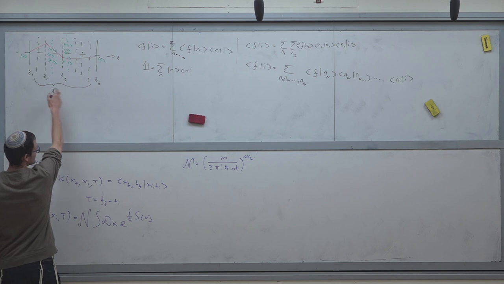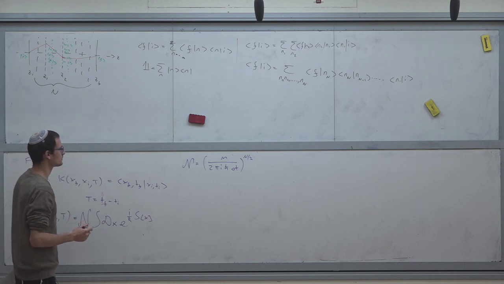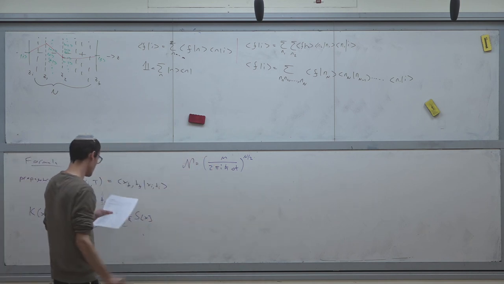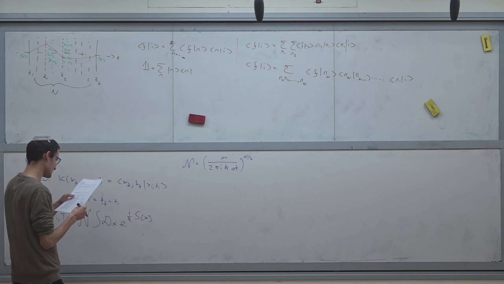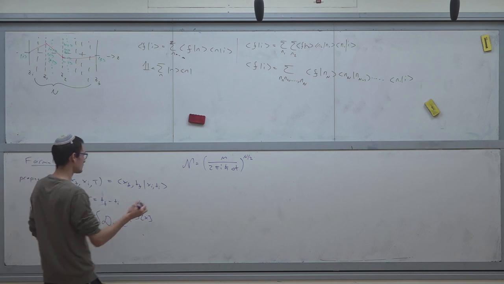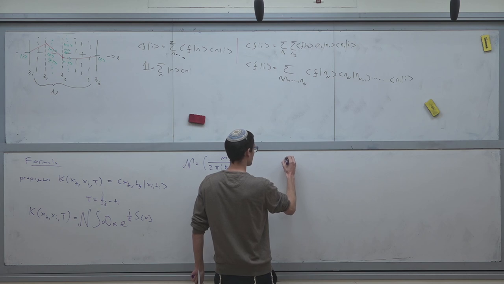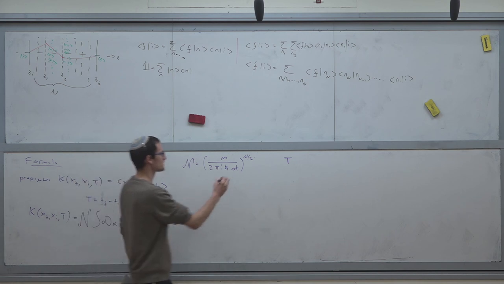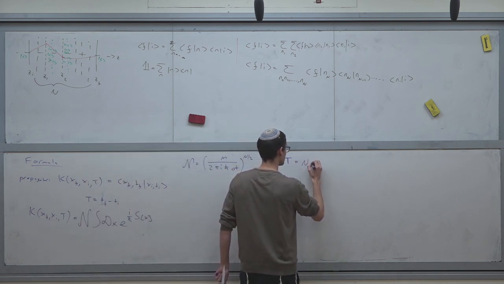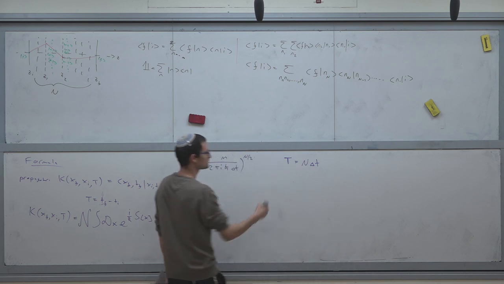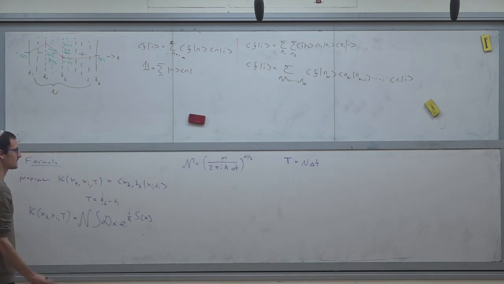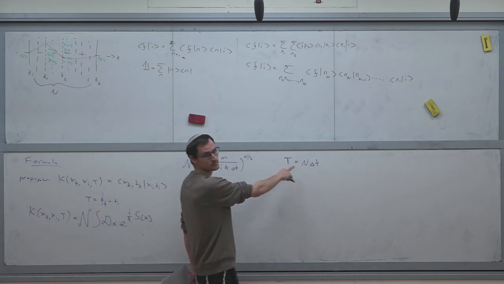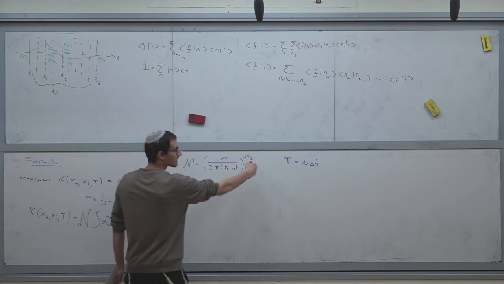N is the number of slits, or the number of planes, the number of slices that you have in time. And delta t is the difference between the two time slices. So what this means is that capital T is divided into capital N slices, each of length delta t, such that N times delta t is equal to the time it takes. And as we already said, the continuum limit is when delta t goes to 0 and capital N goes to infinity, such that the total time remains constant.